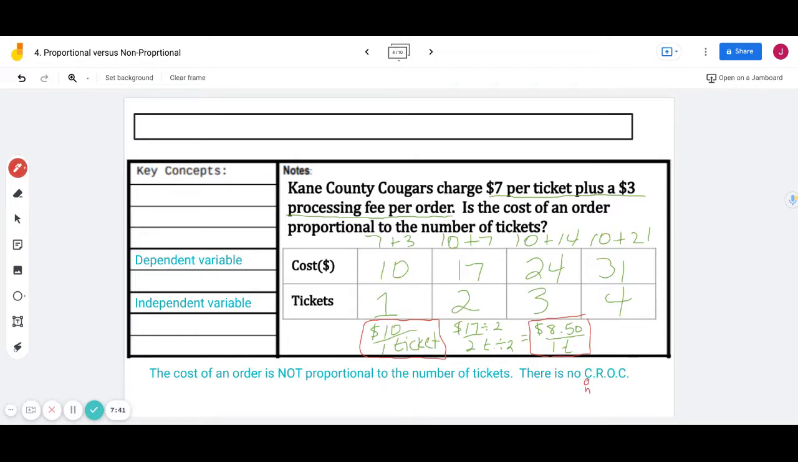That stands for your constant. The first C is constant. R is rate. O is of. And the second C is change. So there's no constant rate of change. There's no constant unit rate. $10 for one ticket, but $8.50 for 2 tickets. They don't match. Pause if you need to.